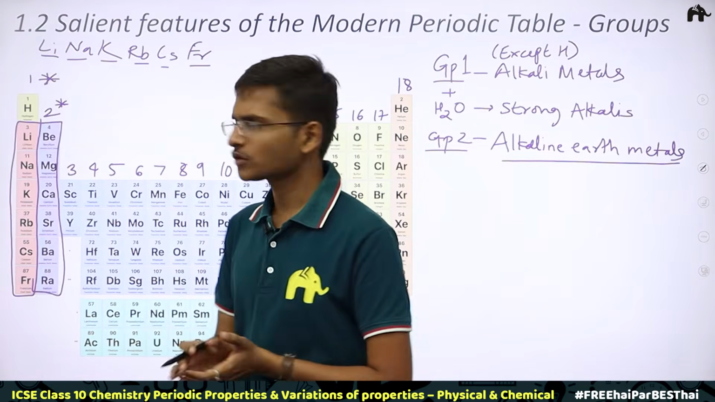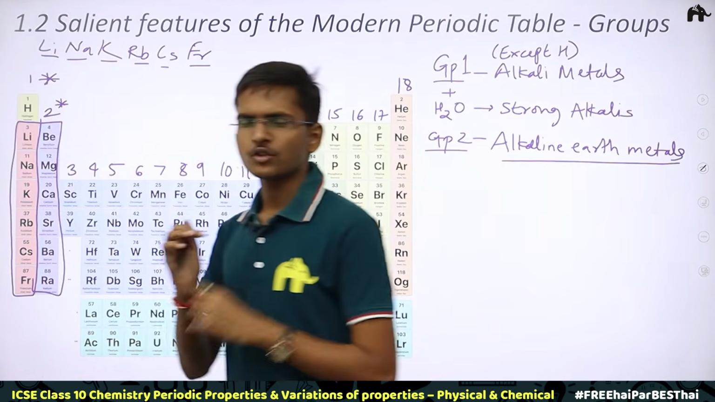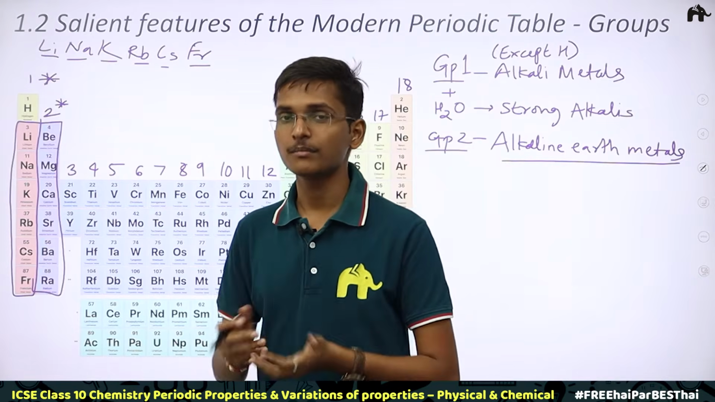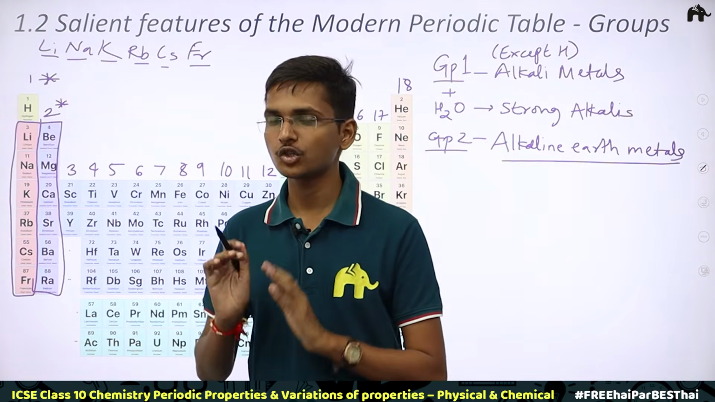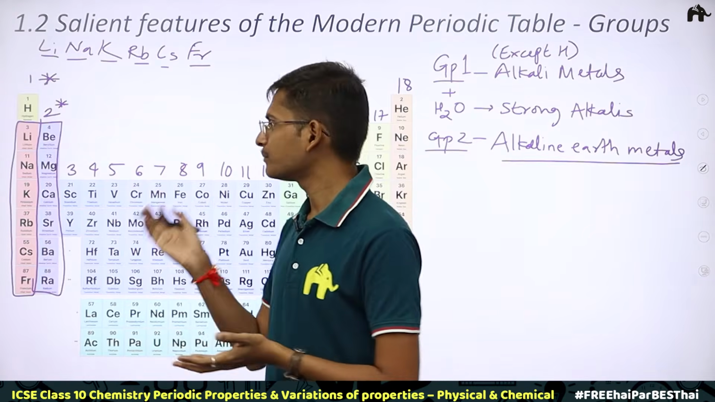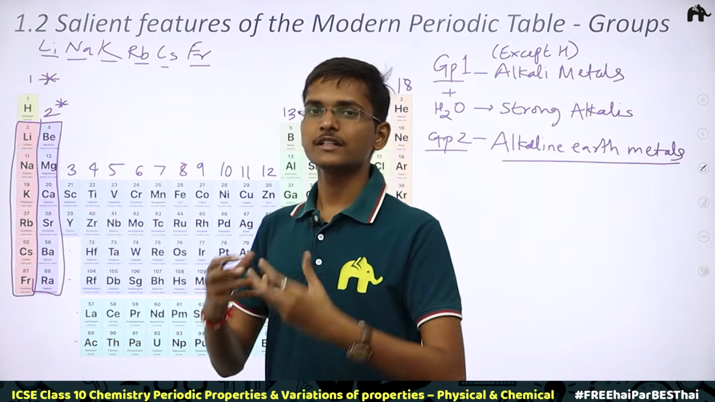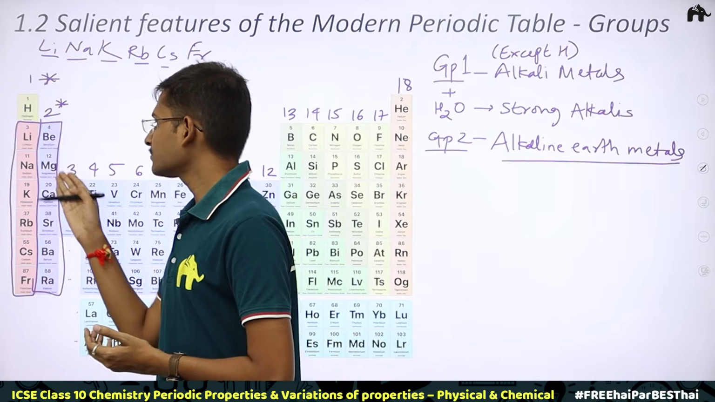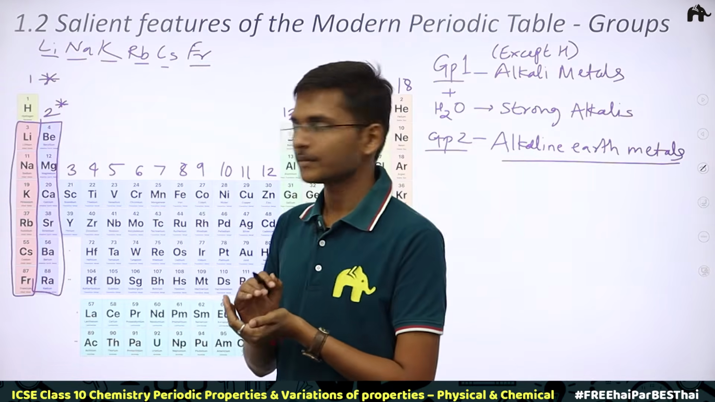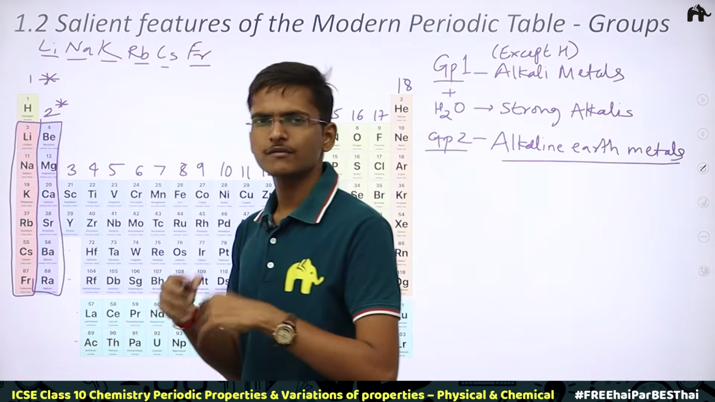Now how to remember this? You would be knowing beryllium and magnesium, because I definitely know you would have remembered the elements up to atomic number 20, along with their symbols. But after that the real pain starts. You would be knowing beryllium, magnesium, and then calcium would come, but after this strontium, barium, radium would be quite difficult.